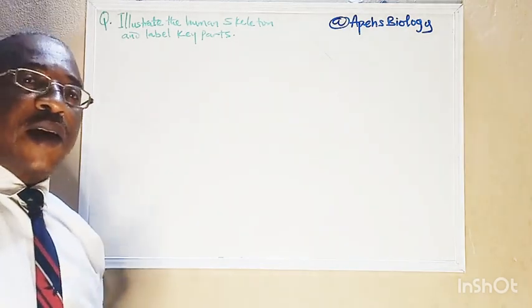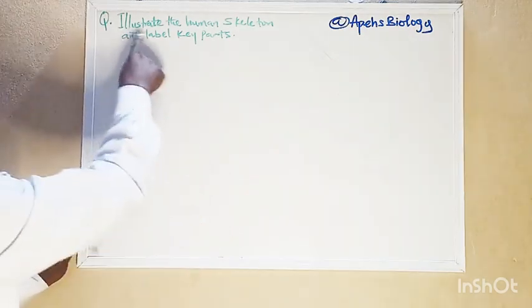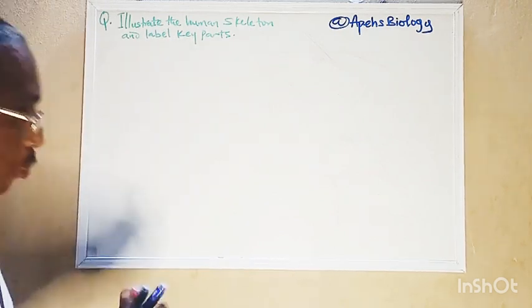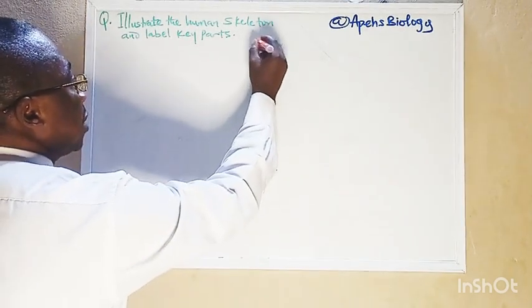Apex Biology, and for today we are going to ask a simple question. It's a very direct one. Illustrate the human skeleton and label key parts. What we are going to do is show you a very simple illustration. We start with this simple illustration.